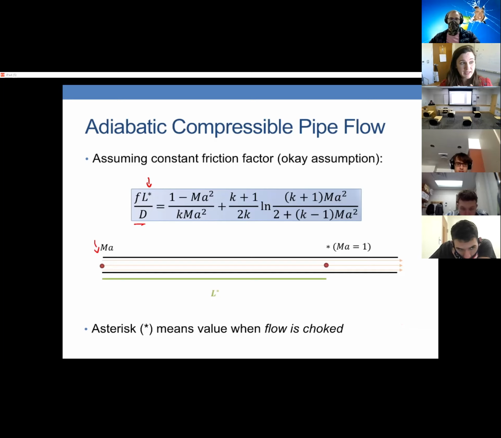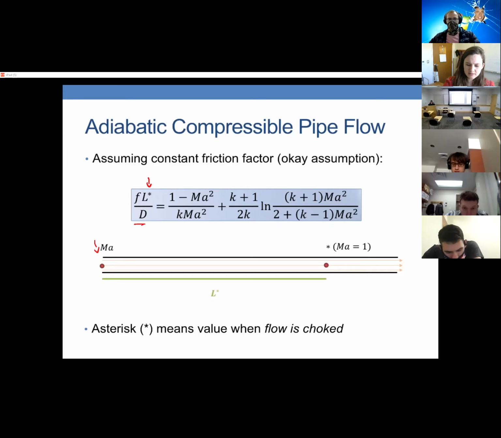All right, so L star means this is how long we would have to go before flow would choke. That's what that means. Can I ask a question? I'm just kind of confused about why the fluid speeds up as you go. Is it because the pressure is dropping? The pressure's dropping, the density is dropping.